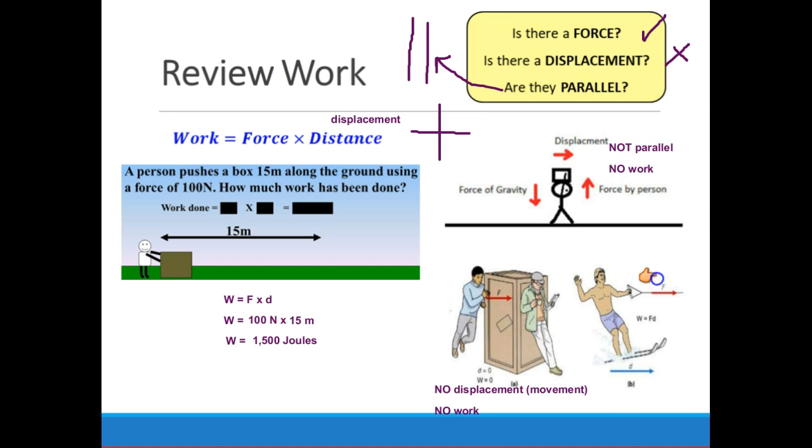And then our last one here, we can see there's a force pulling this guy to the right and he's moving to the right. Is there work here? Again, look at all three things. Is there force? Is there displacement? Are they parallel? Yeah, absolutely. We can definitely see a force and we can definitely see a displacement. And we know that they're parallel and therefore there is work.